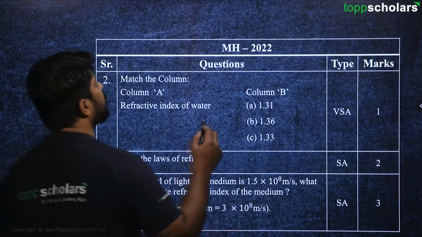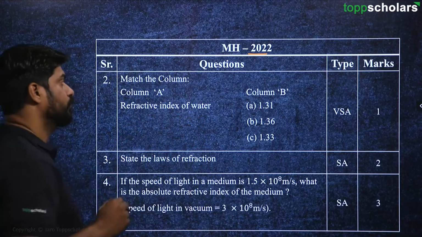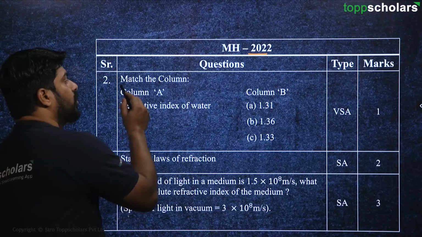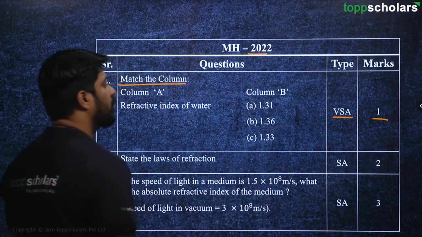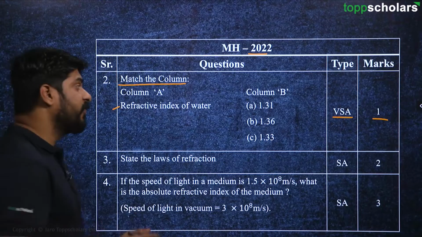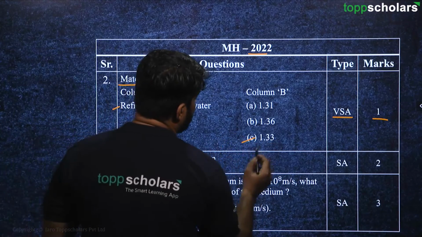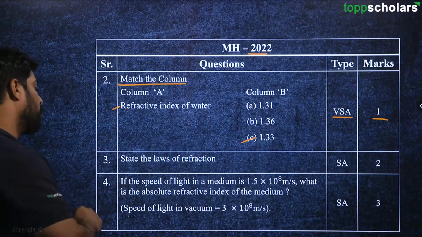Okay. Moving on to the next question now, again from the year 2022. Here we have to match the column. Again, it's a very short answer question for 1 mark. So, definitely the refractive index of water is 1.33. Moving on to the next question.